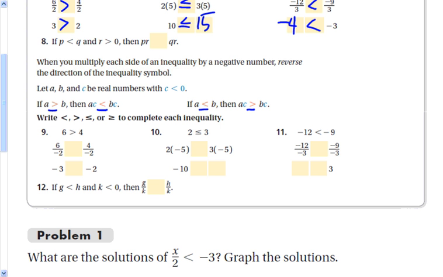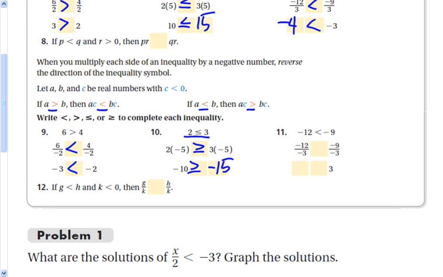In this first problem, we have 6 is greater than 4. If we divide both sides by -2, we have to reverse the symbol because now we have -3 and -2, and -3 is less than -2. If we multiply this inequality, 2 is less than or equal to 3, both sides by -5, we have to reverse the symbol because we now have -10 and -15, and -10 is greater than or equal to -15.